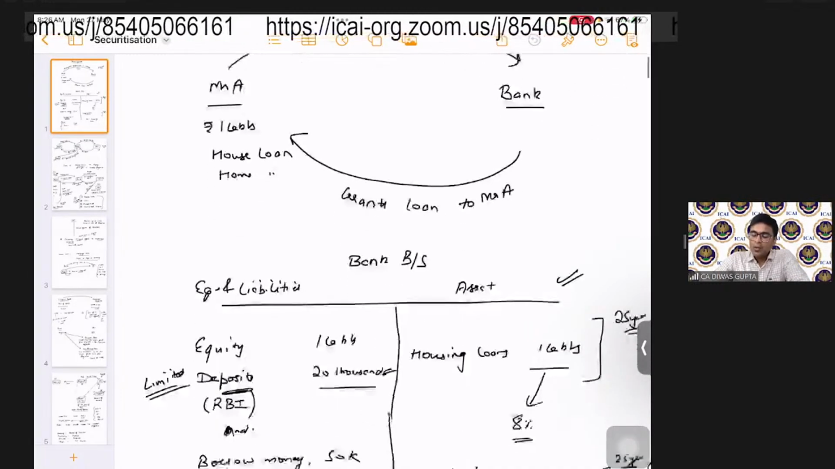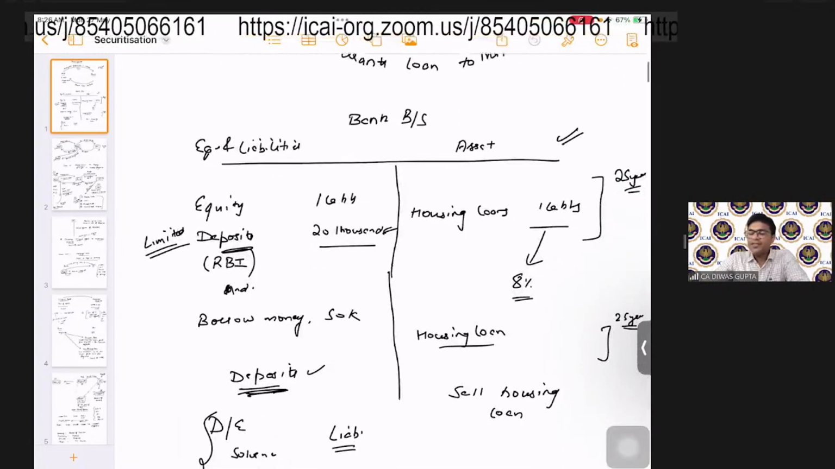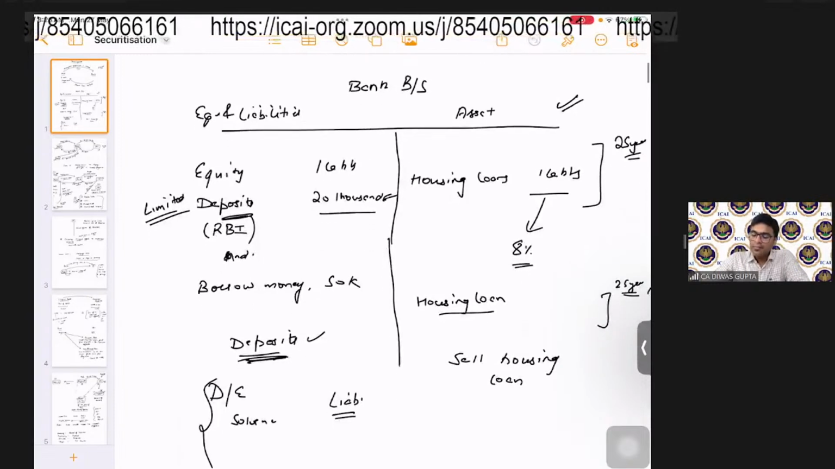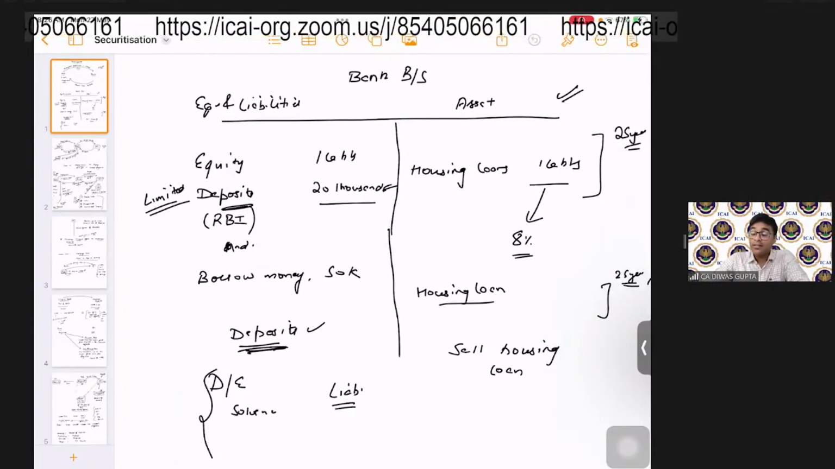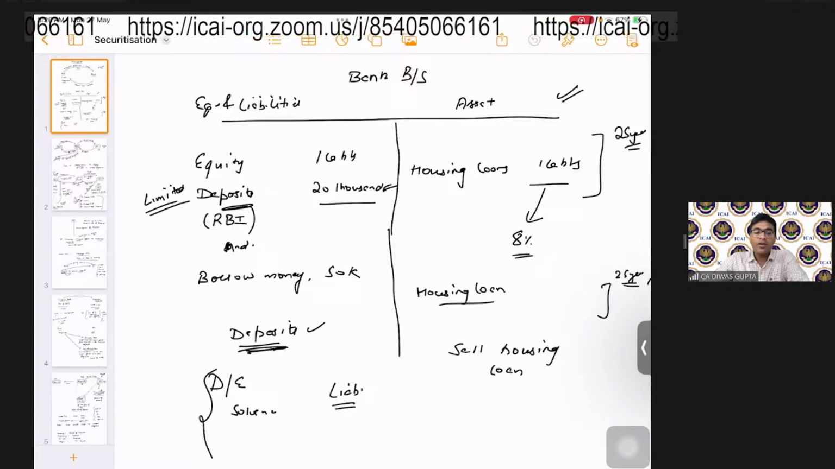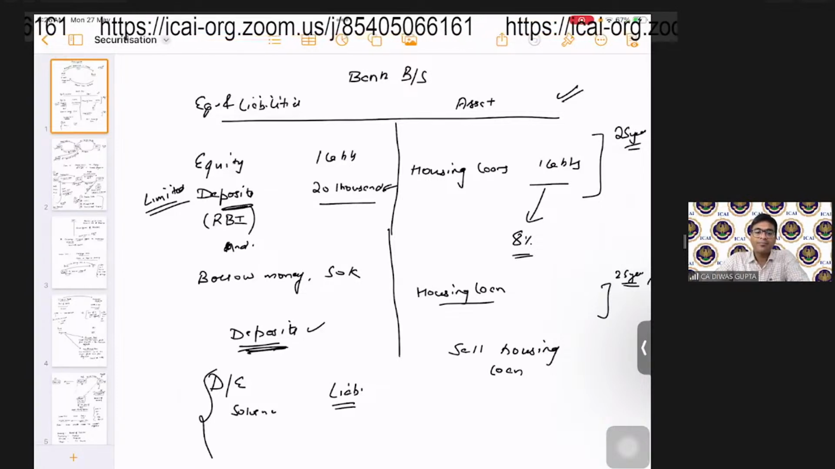And bank grants a loan to Mr. A. Now, if we see in the balance sheet of the bank, what are there in the different components of the liabilities and equities, and what are there in the different components of the assets?